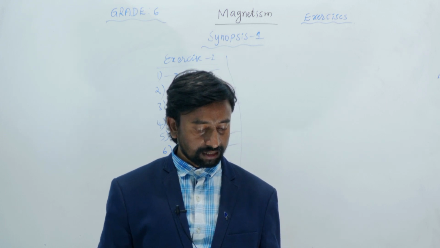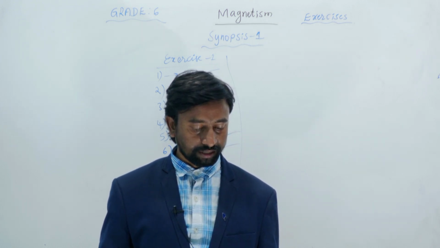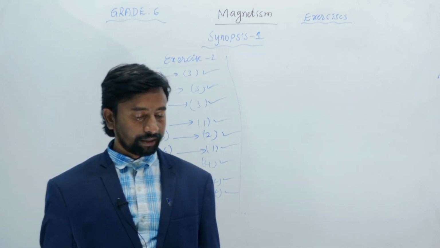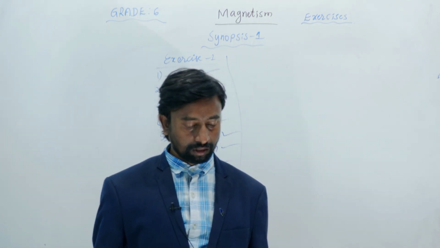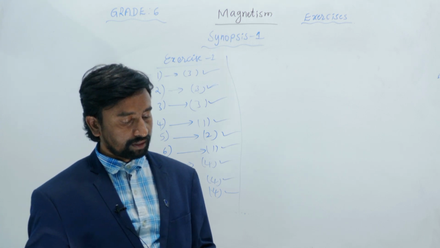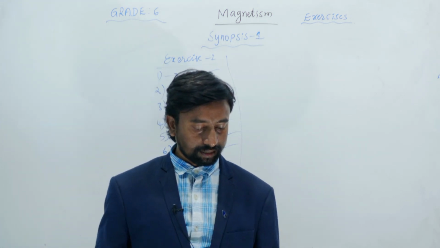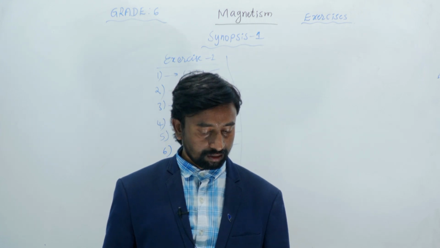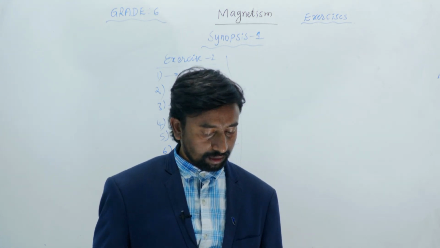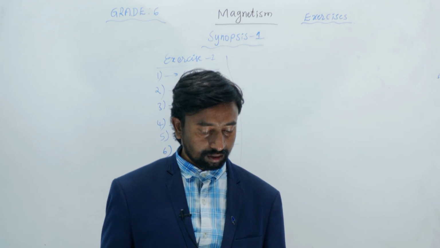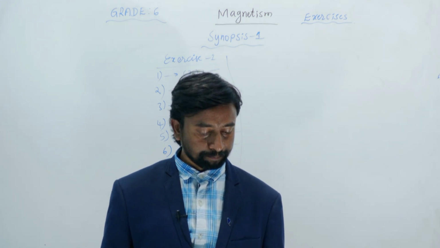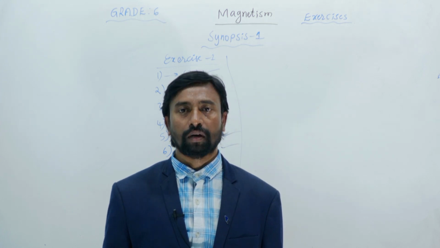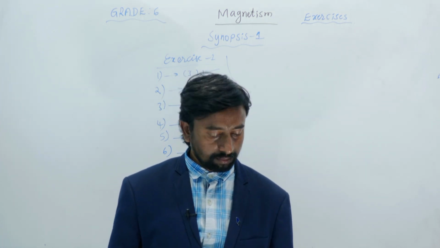The 10th one: magnets attract substances which contain elements known as what? Iron, nickel, cobalt, all of them. Here also it is the fourth option. And the 11th one: which of the following elements can be made into permanent magnets? Iron, nickel, cobalt. All of these are used to make permanent magnets.